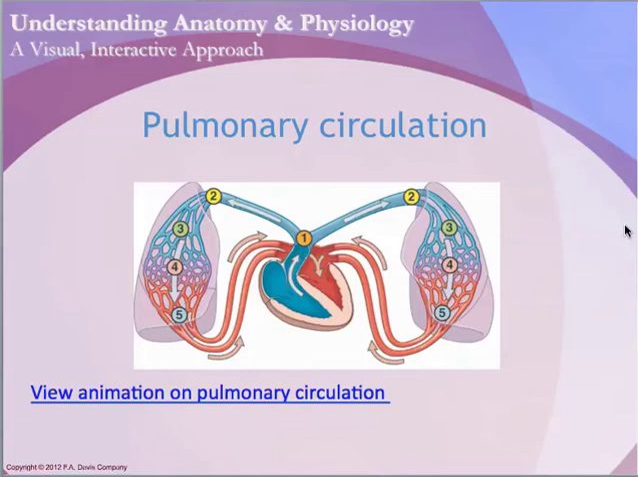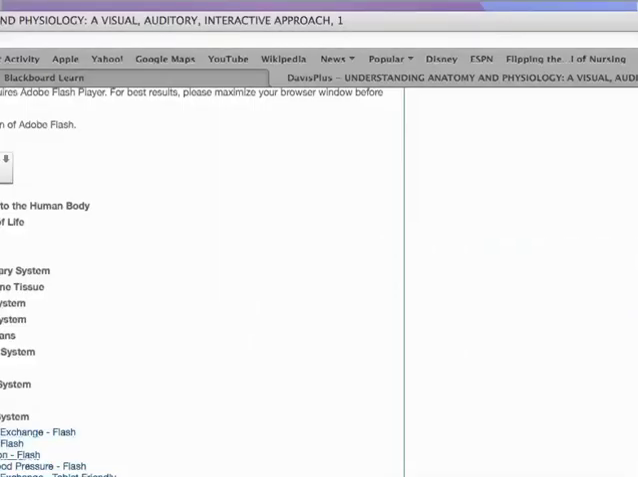So carbon dioxide and waste products are expelled into our lungs to be exhaled, and oxygen is picked up into the blood so that the blood becomes oxygenated and is pushed back to the left side of the heart to be pumped out to the body.